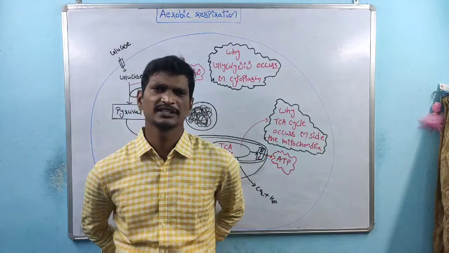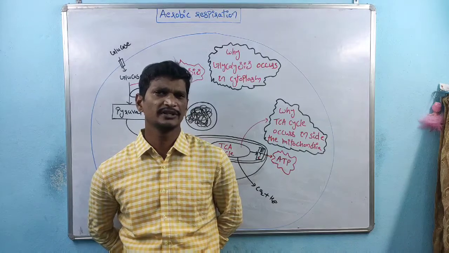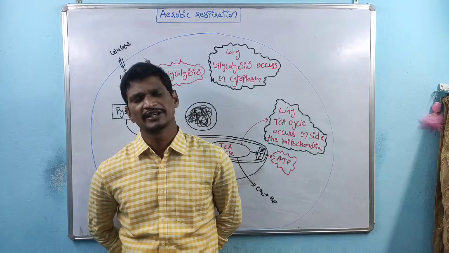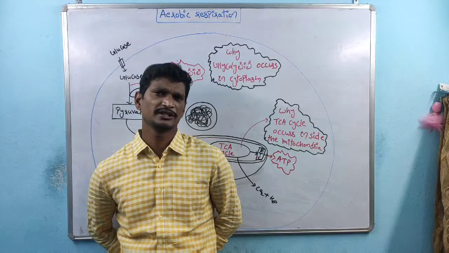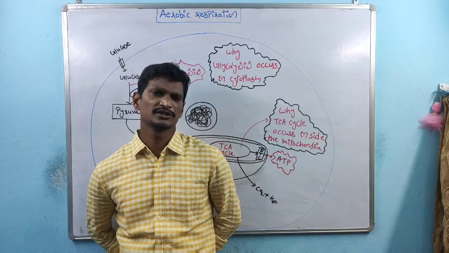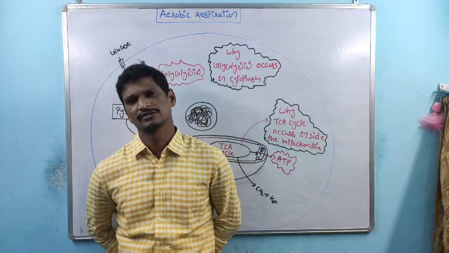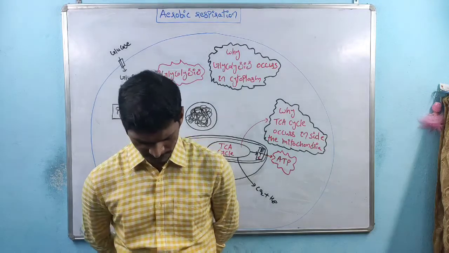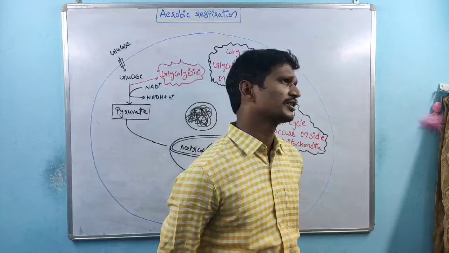So what I'm telling here is that aerobic respiration and anaerobic respiration are quite different. Aerobic means the breakdown of molecules occurs in the presence of oxygen. Anaerobic means breakdown of molecules occurs in the absence of oxygen, or without requirement of oxygen. That is the basic difference between aerobic and anaerobic respiration.